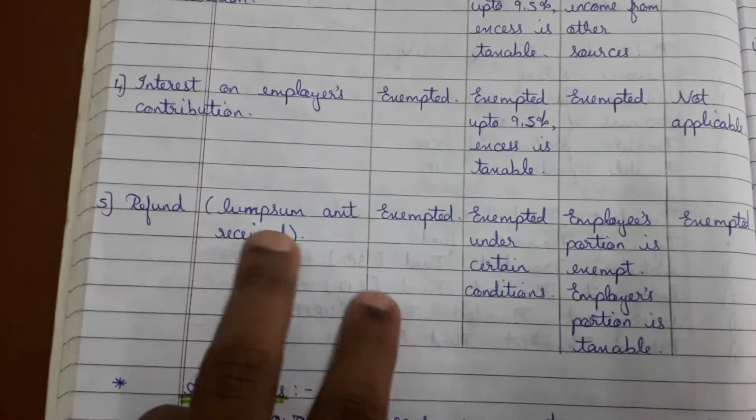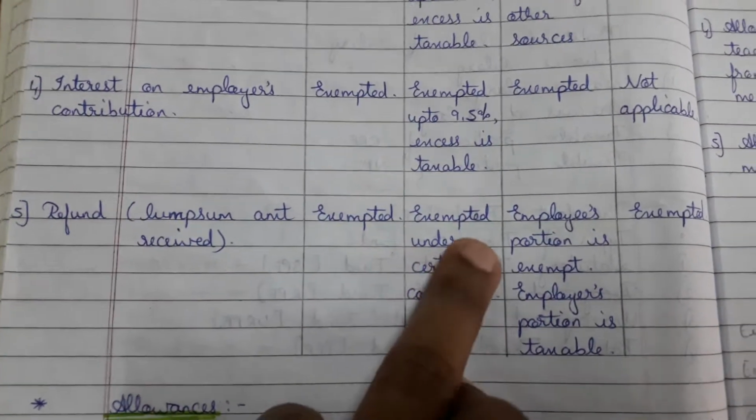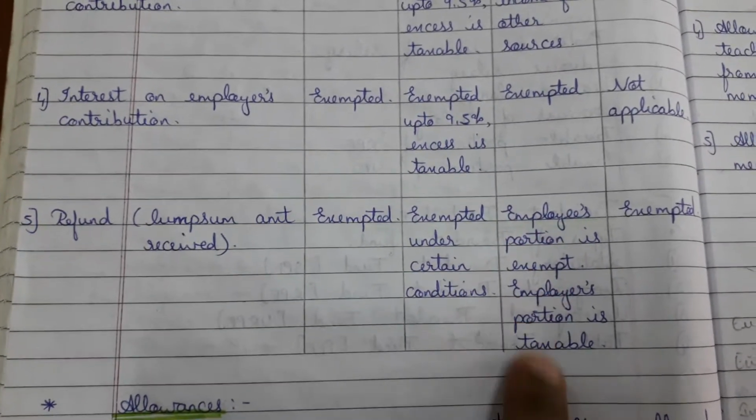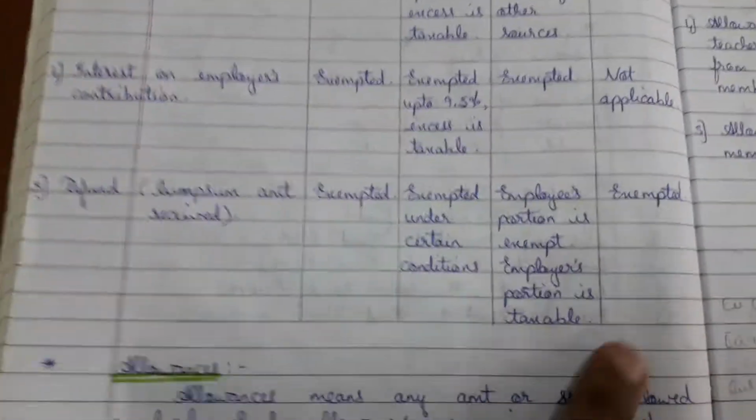Then refund, that is, a lump sum amount received. In that case, it is exempted under certain conditions. Employee's portion is exempt, employer's portion is taxable. This is very important.